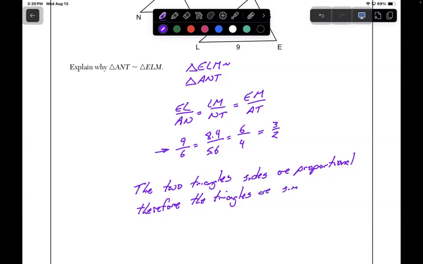And all you had to say was they were proportional, and you would have gotten full credit. I'm just going a little extra here. By side, side, side, similarity.